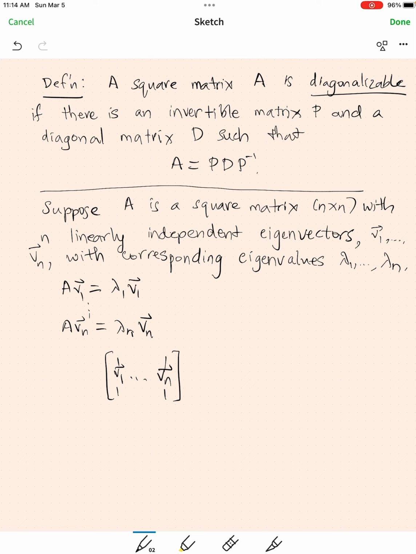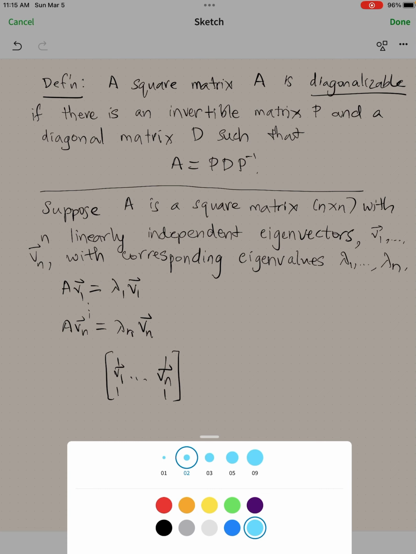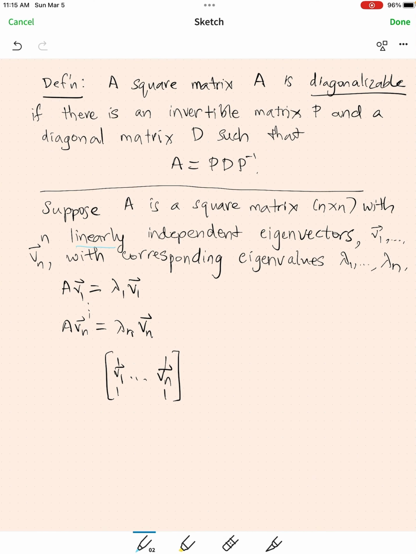And what can we say? Is this matrix invertible? Do we know if it's invertible? It is invertible because I have n linearly independent eigenvectors, right? And so the rank is n, so it's an invertible matrix.